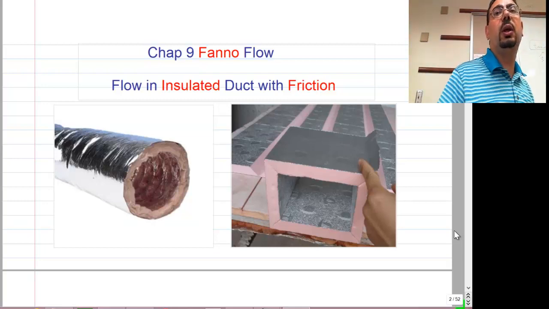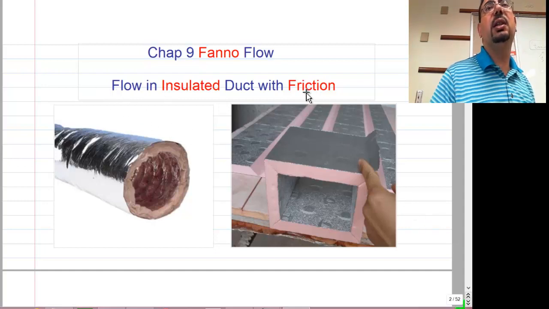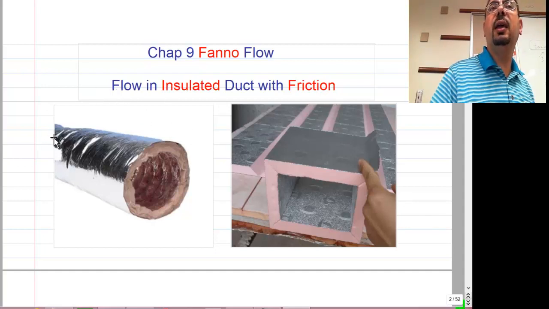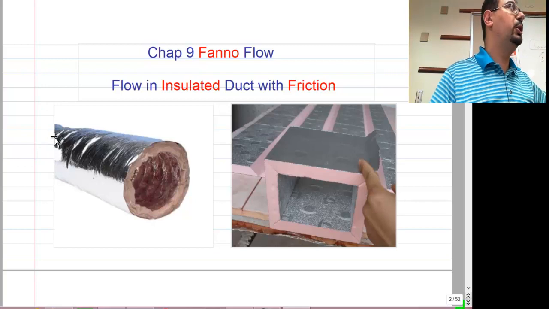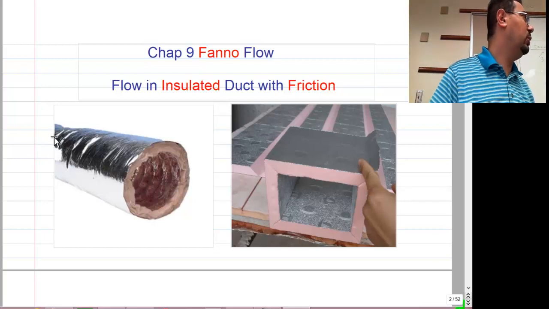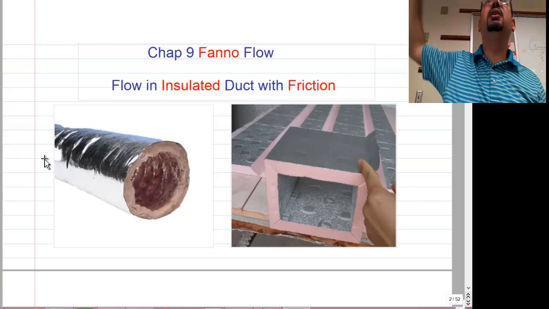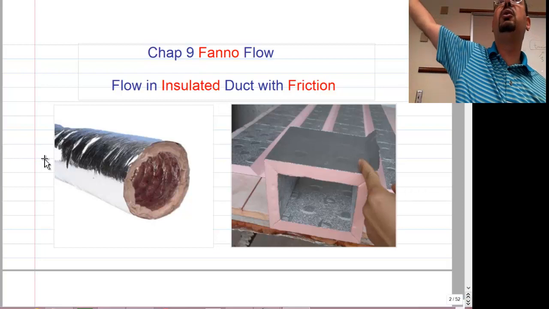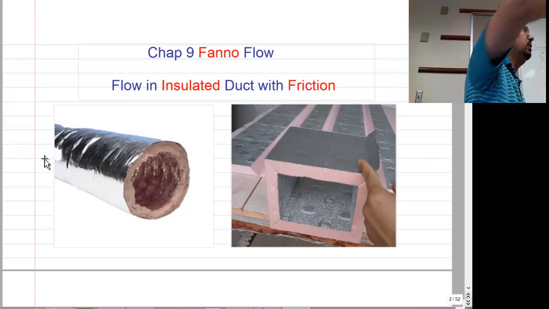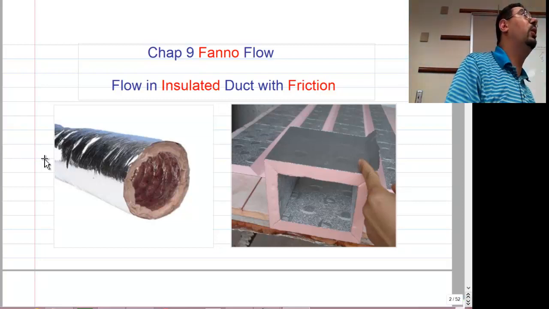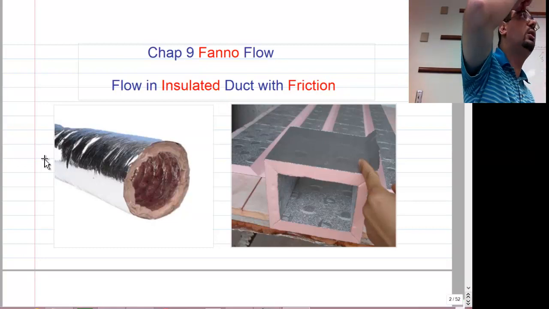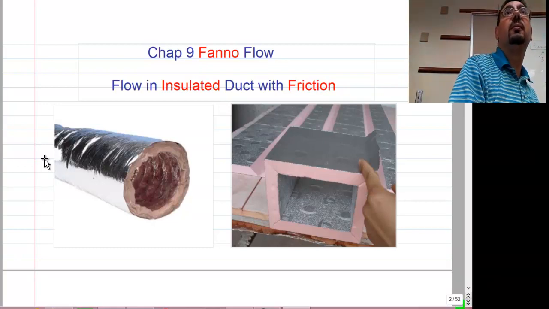So what are we trying to calculate over here? If you have an insulated duct with friction and you know the inlet condition, Mach number, pressure, the Mach number could be 0.3 or 0.1 or whatever. And this duct is running all the way from, say, the machine room on the roof down through all this building. What would be the velocity, the pressure, and the temperature at the end of the duct? All right?